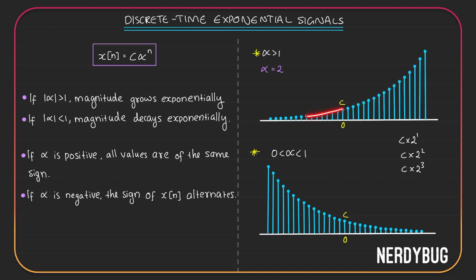And it continues towards the negative side also. At minus 1, it is C multiplied by 2 raised to minus 1. At minus 2, it is C multiplied by 2 raised to minus 2. It is decreasing. So we can say the magnitude grows exponentially. It is true. Over here, we have an example of alpha being less than 1.